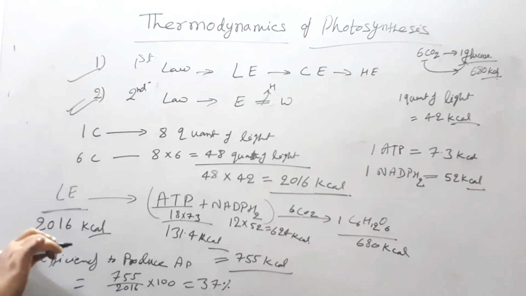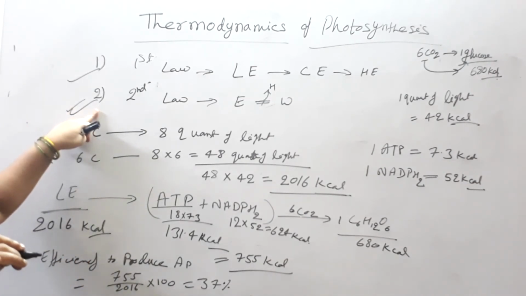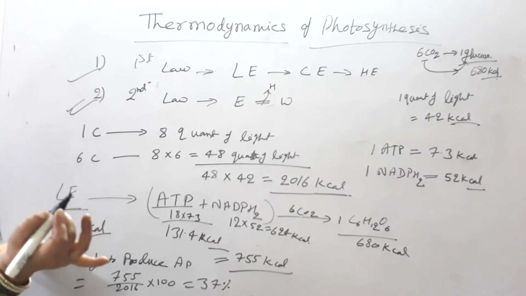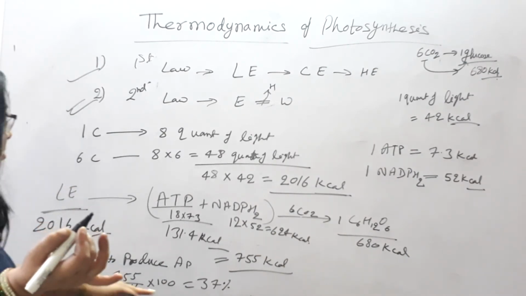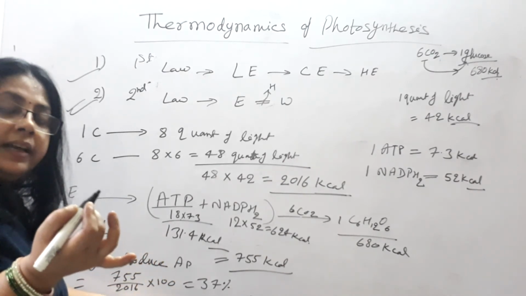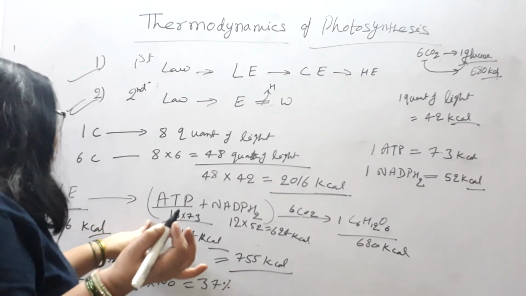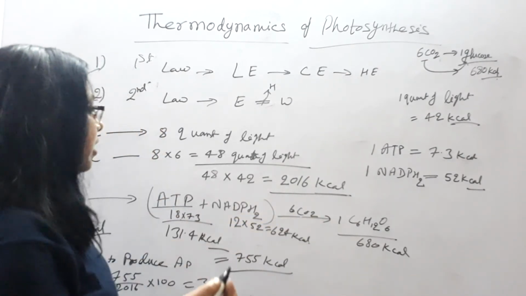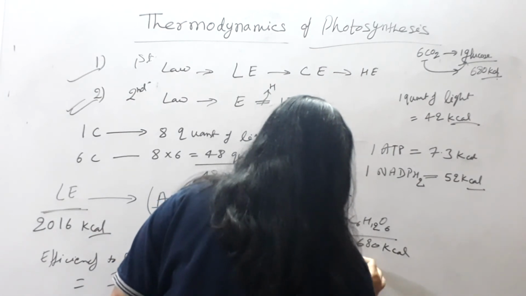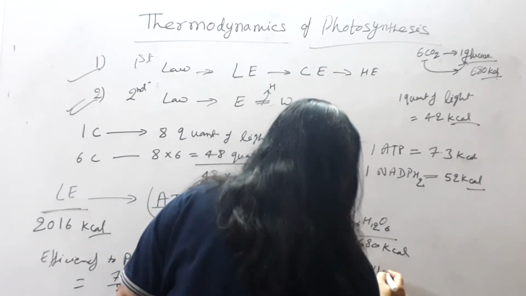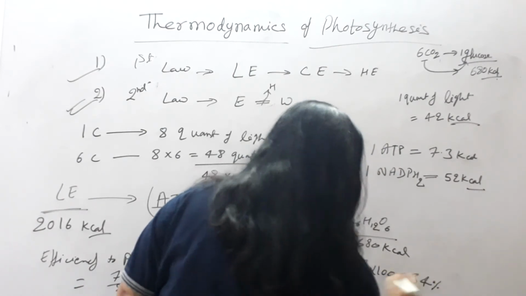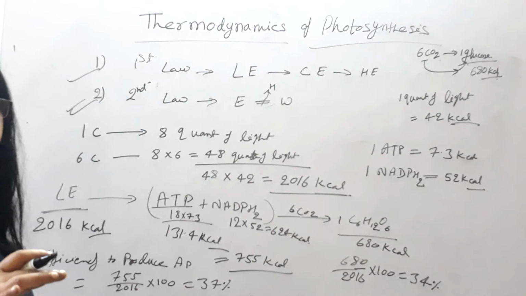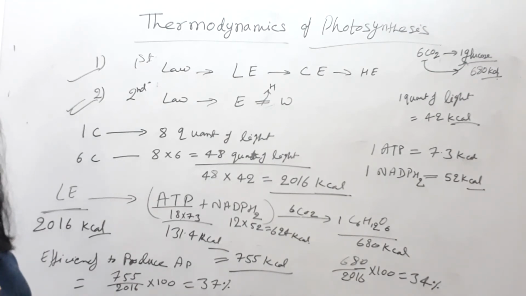Then here you can see that the second law of thermodynamics is followed. The total input amount and output amount are highly variable. The rest of the amount is just dissipated in the form of heat. Then the efficiency of light energy converting into assimilatory power is 37% and the efficiency of light energy converting into glucose is only 34%. 680 by 2016 into 100 is equal to 34%. Fine. Both the first phase and second phase of photosynthesis follow both the first and second law of thermodynamics.